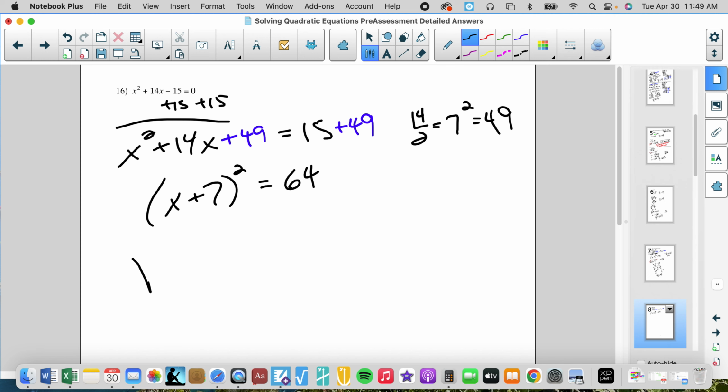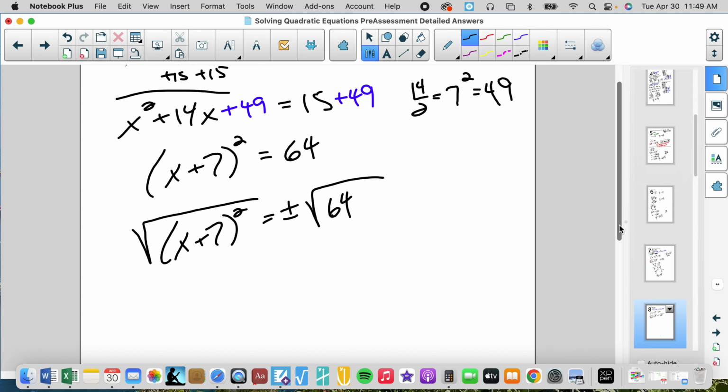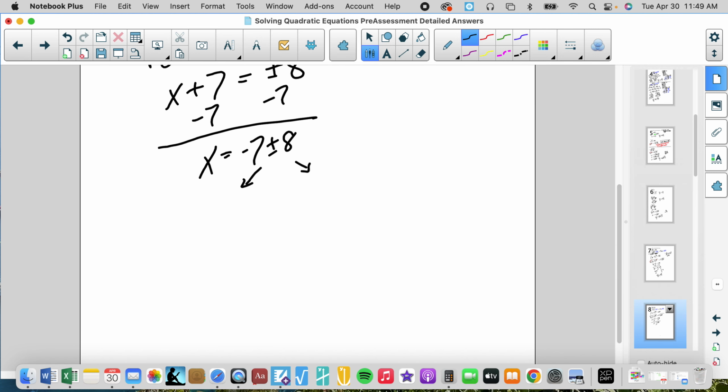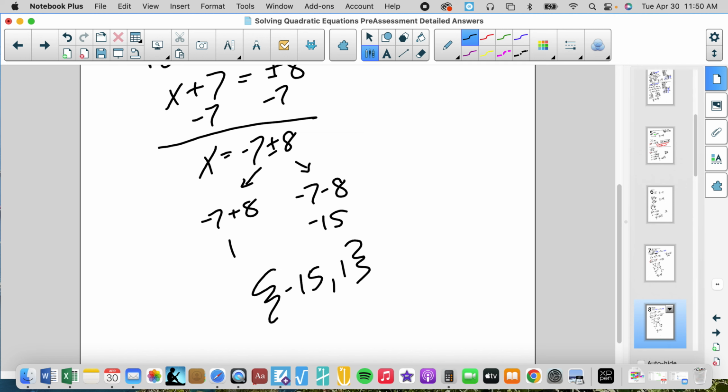Yep. And now we'll take the square root of both sides in order to get rid of that square. When we take the square root of a variable being squared, we introduce plus or minus. You get x plus 7 equals plus or minus 8. Let's minus 7 from both sides. X equals negative 7 plus or minus 8. Let's write out both of those situations. Negative 7 plus 8, negative 7 minus 8. That's 1, that's negative 15, and we write them in numerical order.